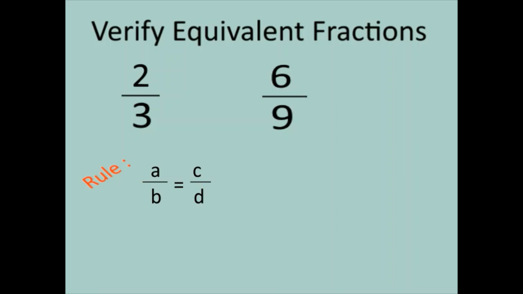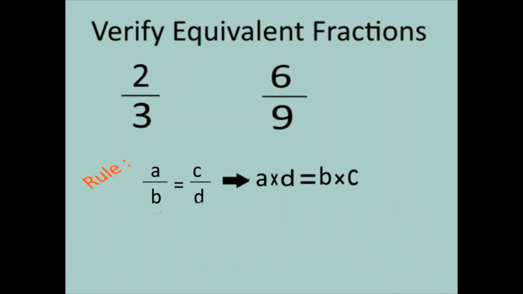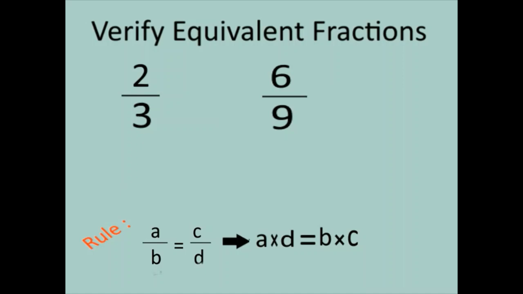Now we can learn how to verify equivalent fractions. Let us do an example. Take two fractions 2 by 3 and 6 by 9. Let's look at the rule to check if two fractions are equivalent or equal. The rule says that the product of the numerator of the first and the denominator of the second is equal to the product of the denominator of the first and the numerator of the second. That means two fractions are equivalent if their cross products are equal. Apply this rule to the given fractions.